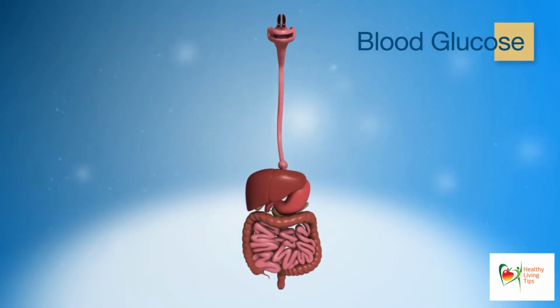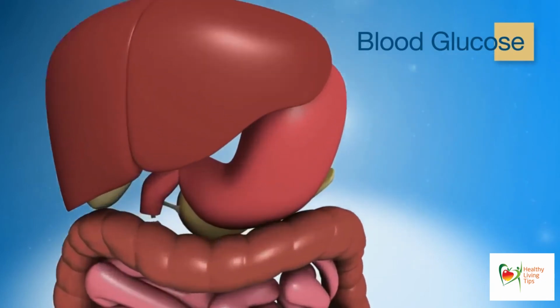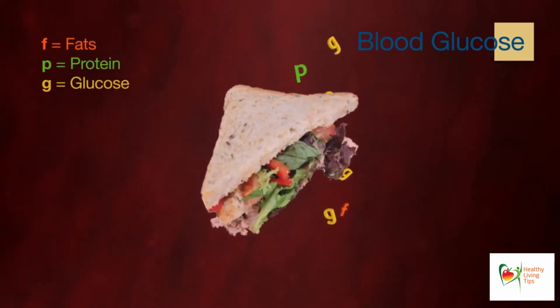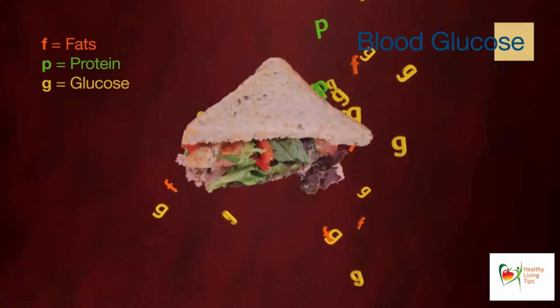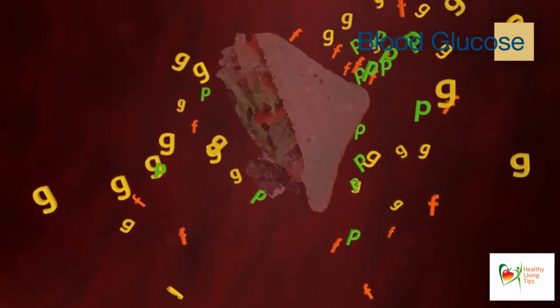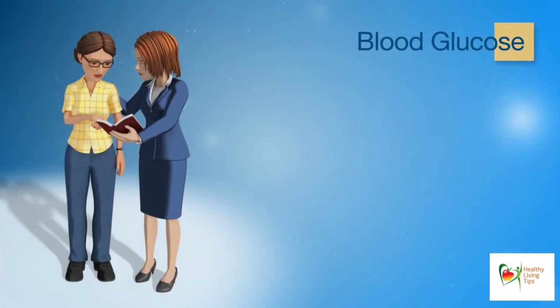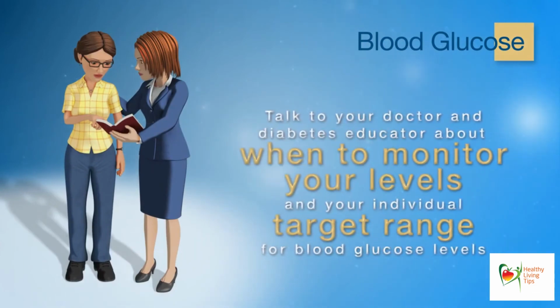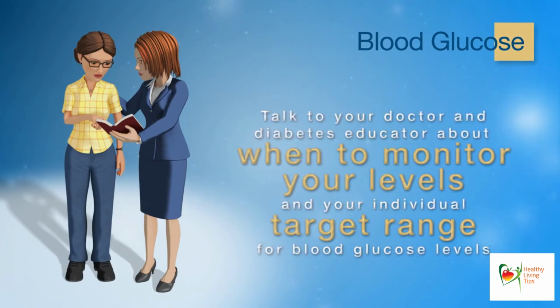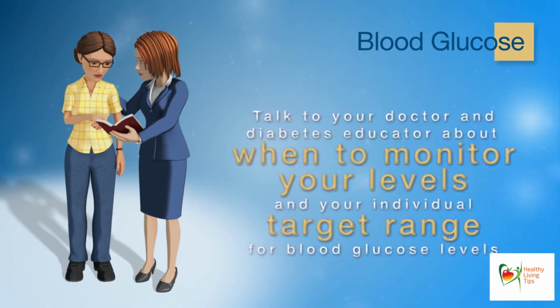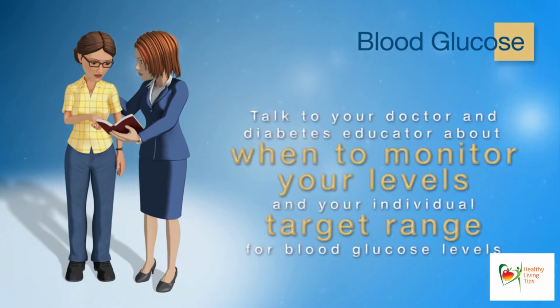Blood glucose levels will vary at different times of the day, depending on many factors. Daily blood glucose monitoring will help you to know what your blood glucose levels are at different times during the day, and how factors such as food, stress, and exercise affect your blood glucose levels. This can help you and your doctor to make decisions about your diabetes management to ensure that they stay as close to your target range as possible. Talk to your doctor and diabetes educator about when to monitor and your individual target range for blood glucose levels.